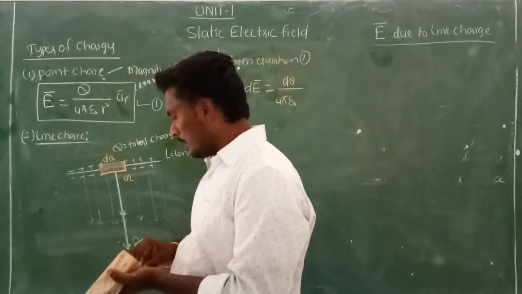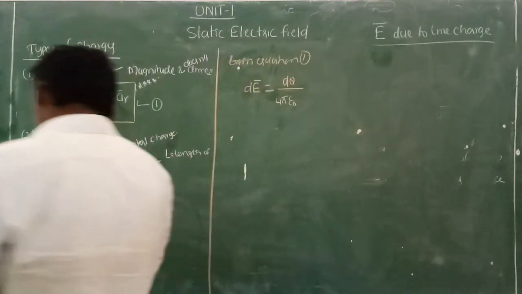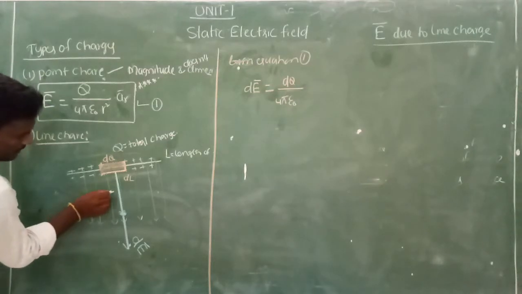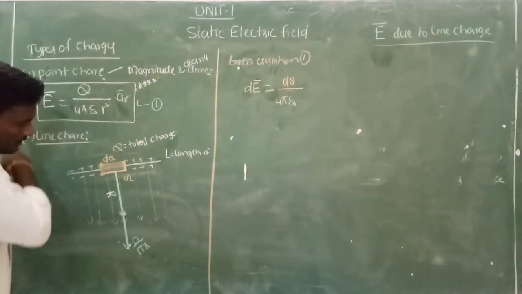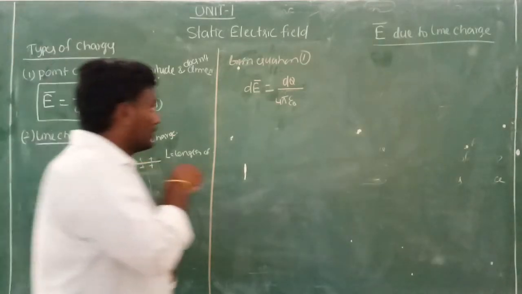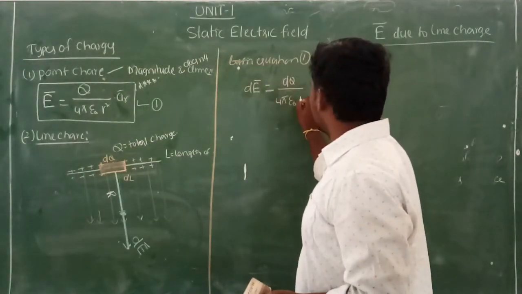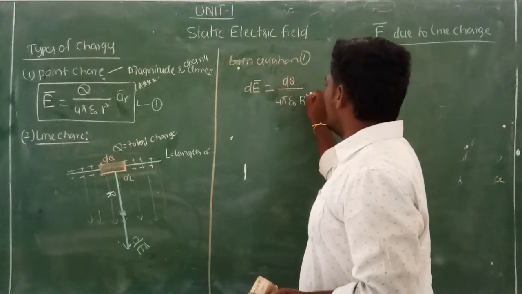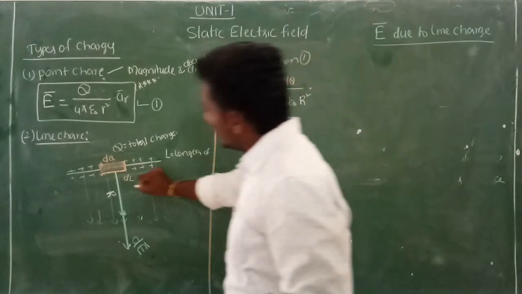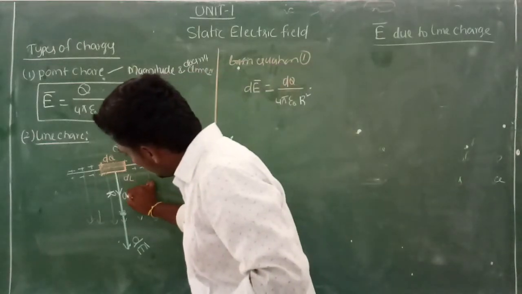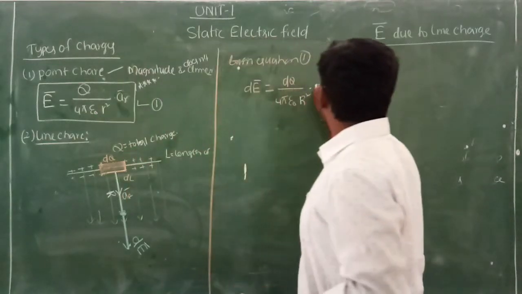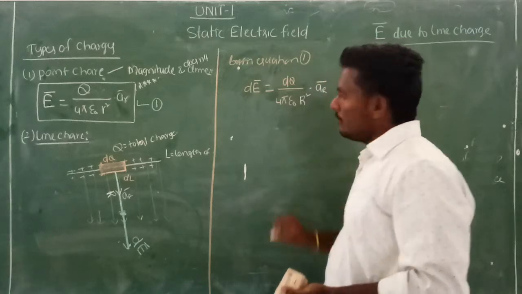Then we did not consider any distance. So here we have to consider the distance between the differential charge and the other charge, which is R. So it is R square into the unit vector. In this direction the electric field intensity is along A R bar.